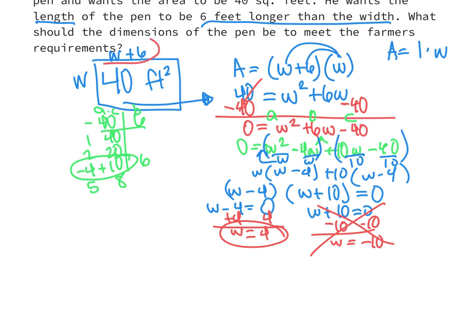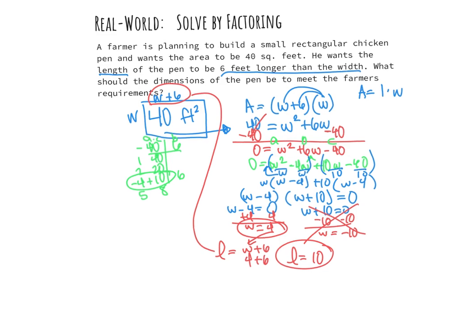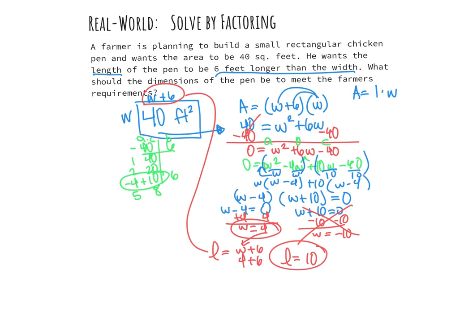Now, my length up here, I'm going to bring it down. My length was equal to my width plus 6. I now know that my width is 4. So my length is equal to 10. Now those two numbers make sense for me and they're reasonable. So this farmer is going to create a rectangular pen that is a 4-foot width and a 10-foot length. Okay, that's a real world problem. Hopefully that makes sense to you.